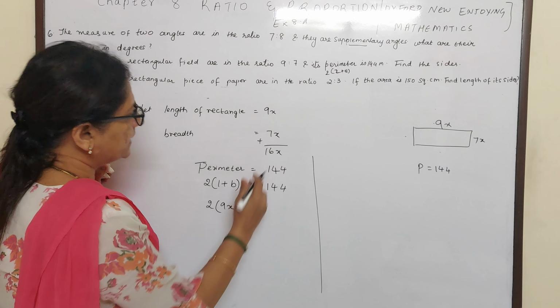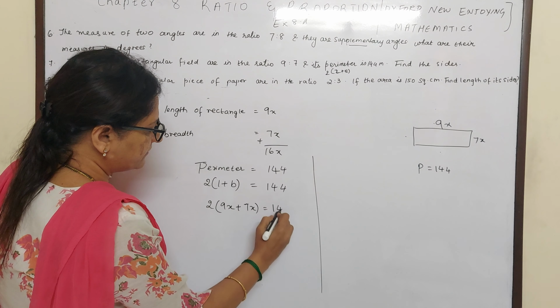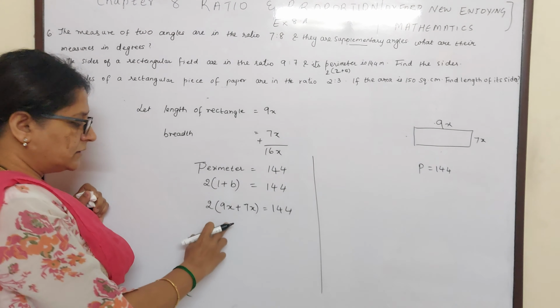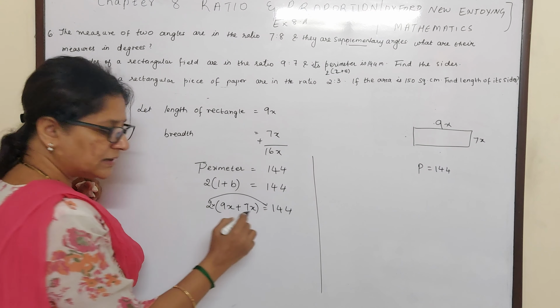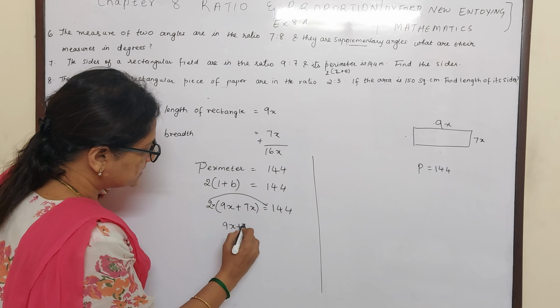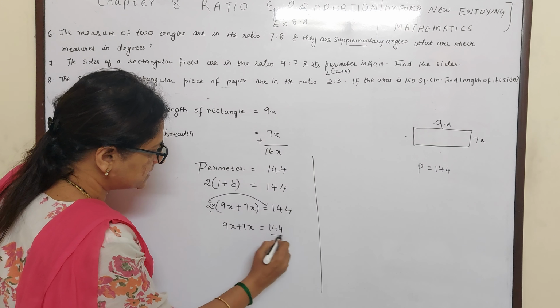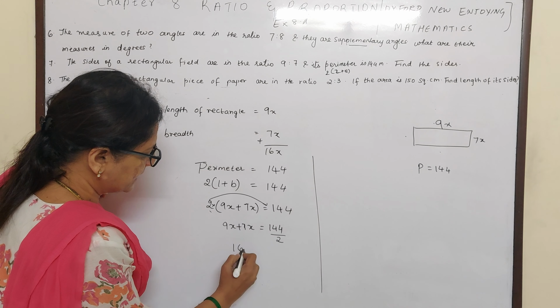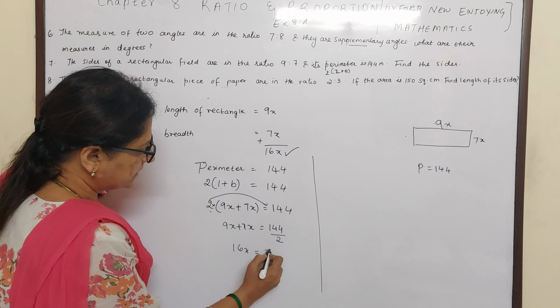Instead of breadth, can I write 7x? Yes. The perimeter is equal to 144. Now 2 here is being multiplied, right? So when I take 2 here, it gets divided. So 9x plus 7x is equal to 144. 2 becomes division here. So 9x plus 7x is 16x, and we get 72.